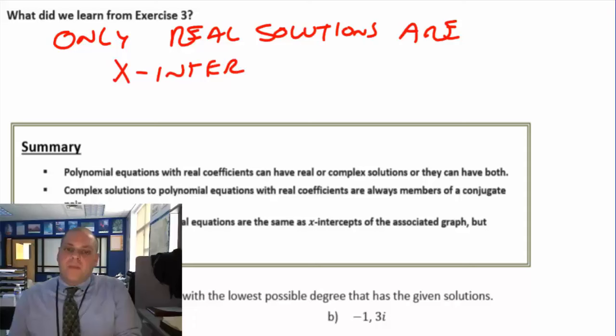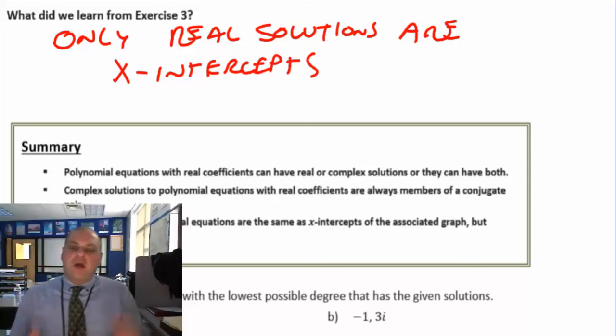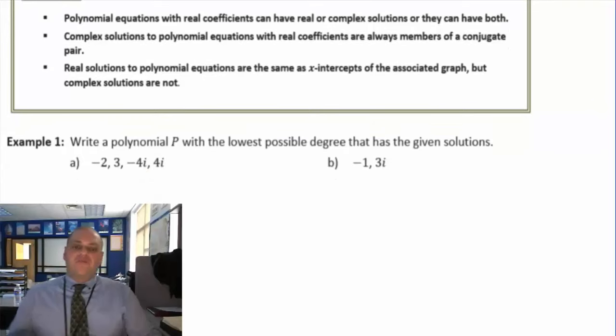So if it's a 4th degree polynomial, for example, you have to have 4 roots, but they may not be x-intercepts necessarily. We saw that one only had 2, even though it was a 4th degree. We had 4 roots, but only 2 of them were real, 2 of them were imaginary. Okay, so that's what's going to happen.